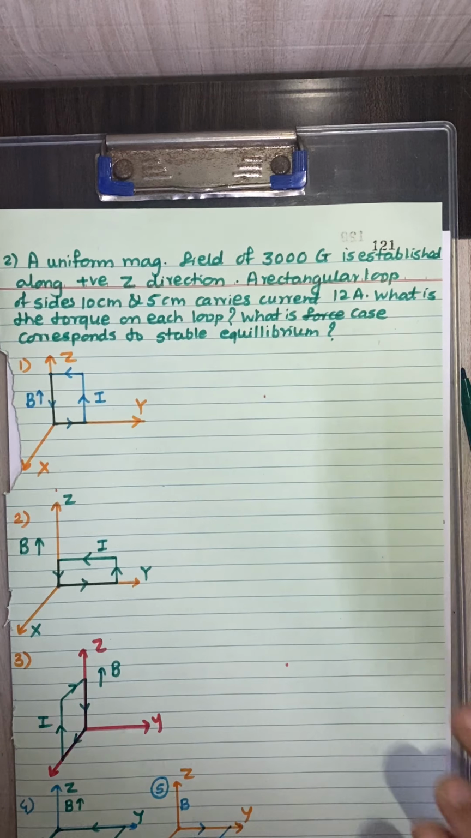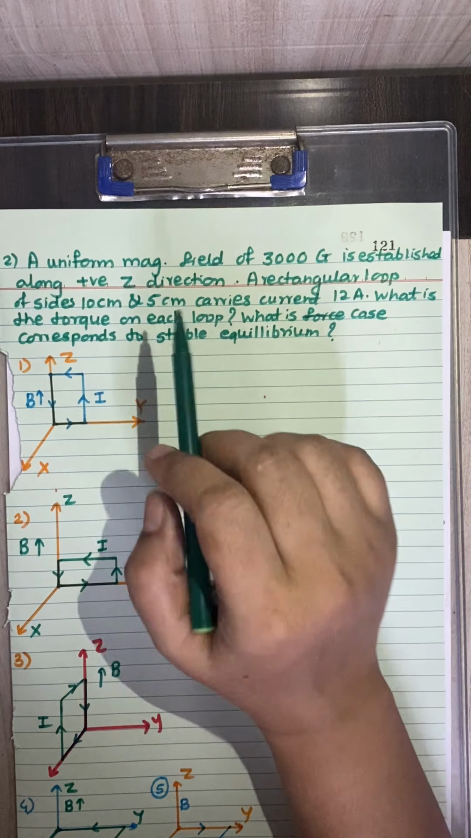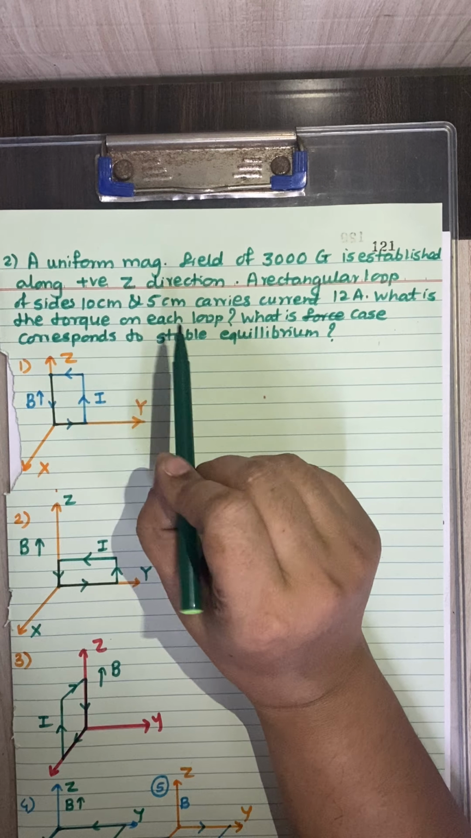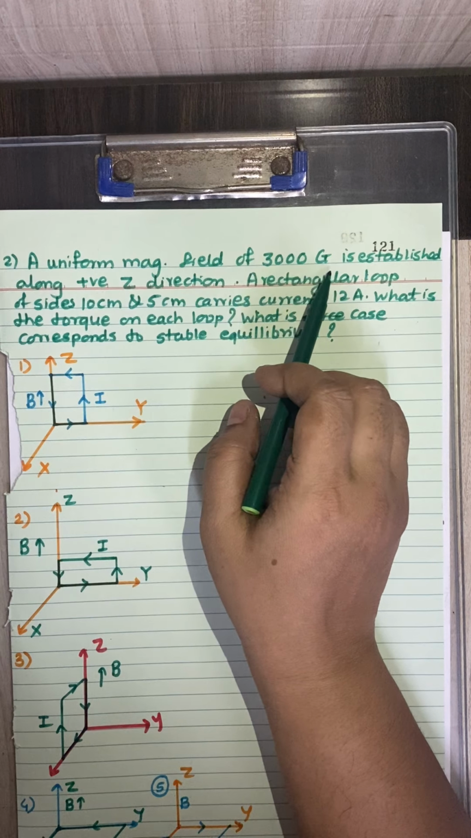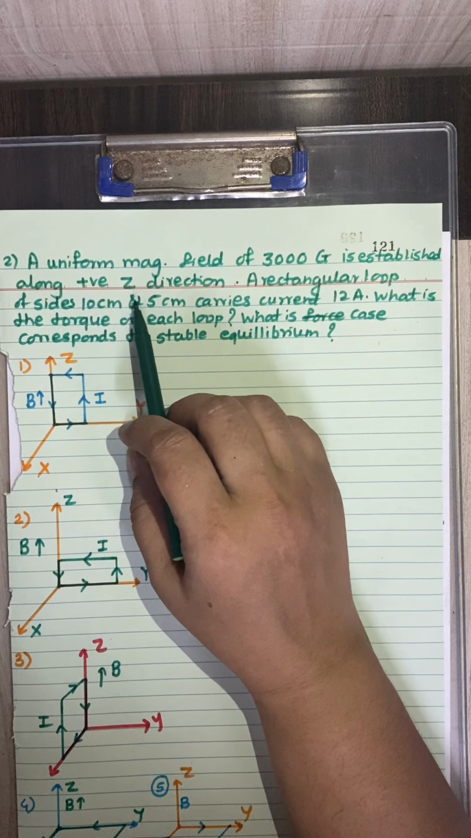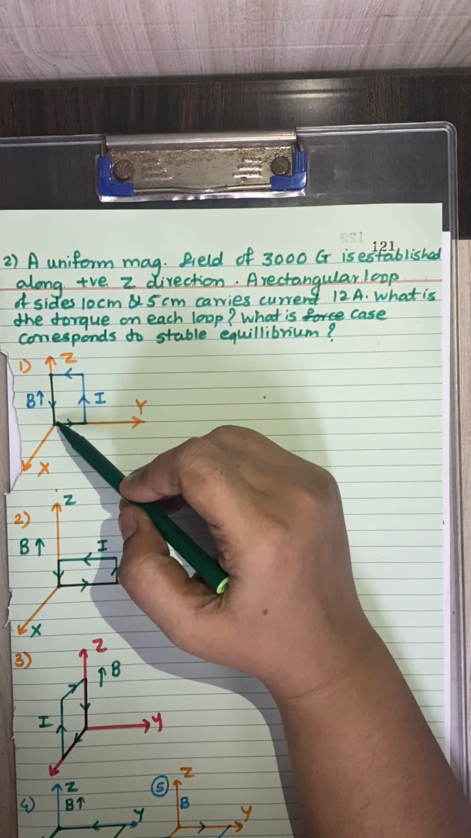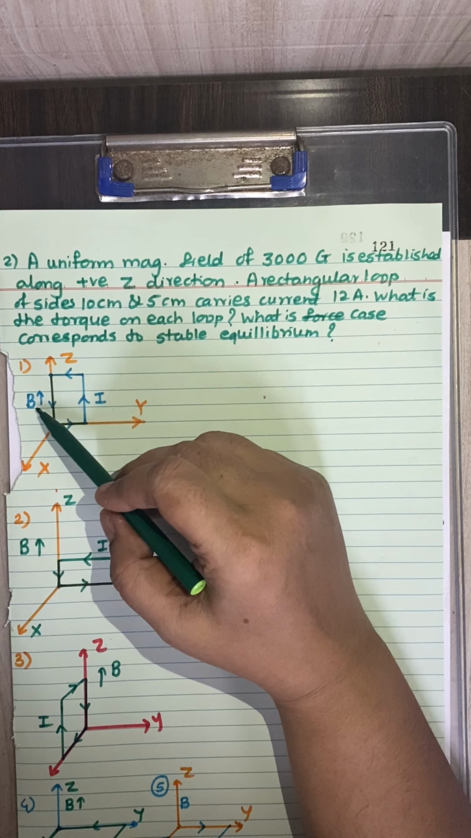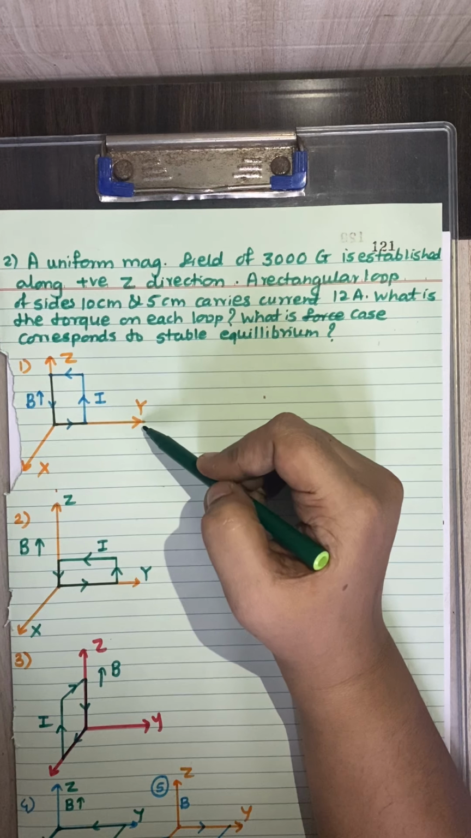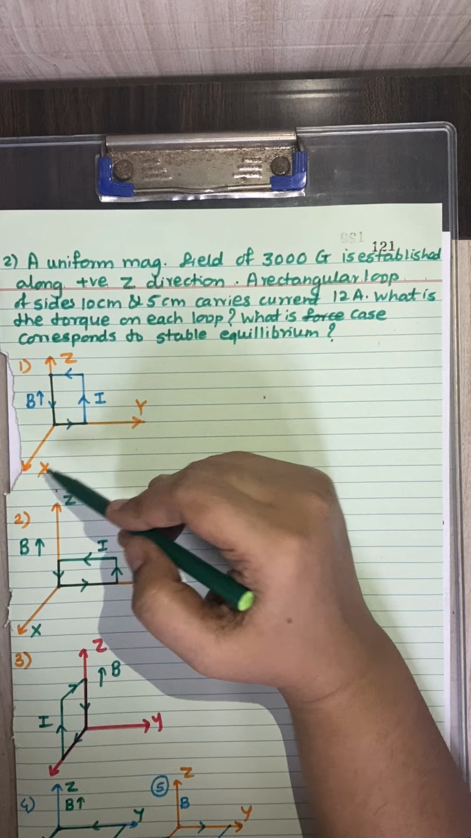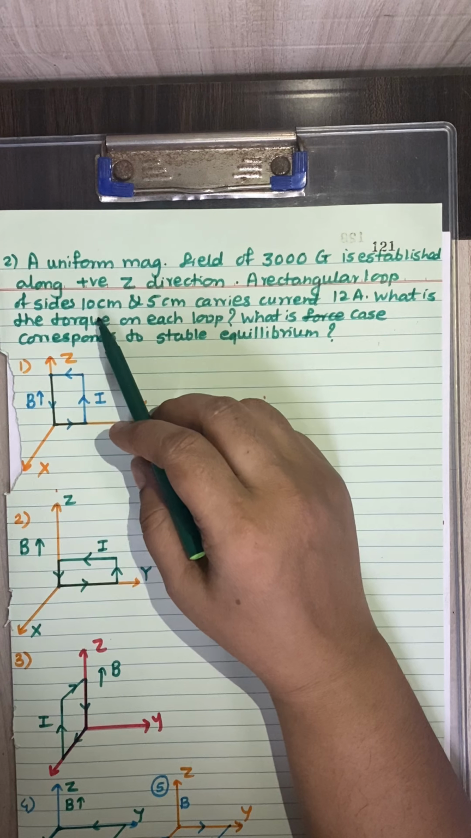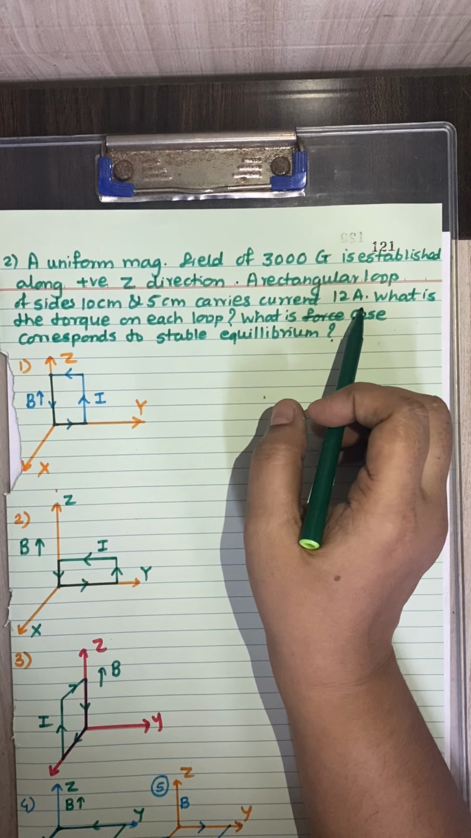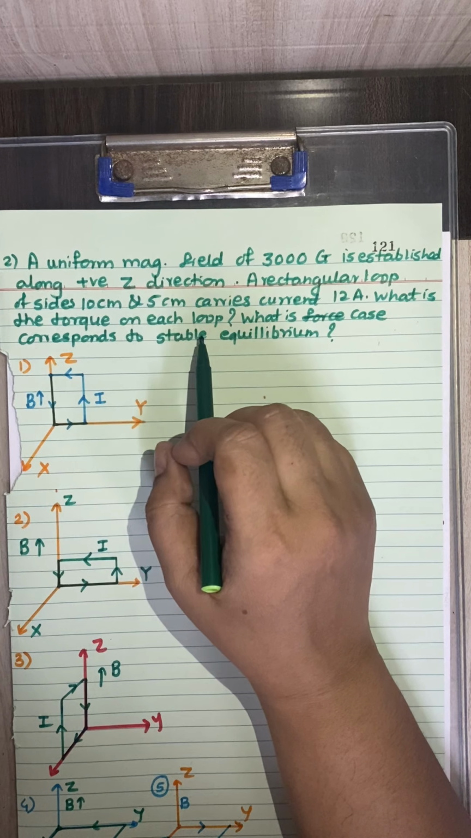Good morning, students. Today we are going to understand the second example in a different manner. A uniform magnetic field of 3000 Gauss is established along the positive z direction. In this diagram you can see that the magnetic field is along the z direction. This is the y-axis and this is the x-axis. A rectangular loop of sides 10 centimeter and 5 centimeter carries a current of 12 ampere. What is the torque on each loop?